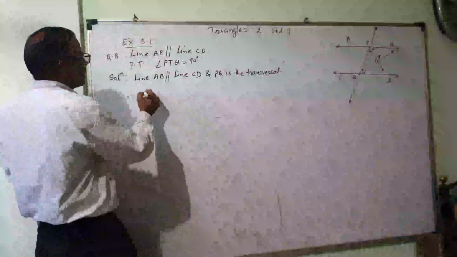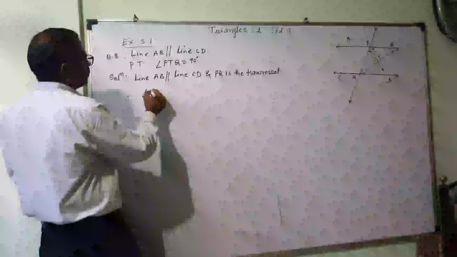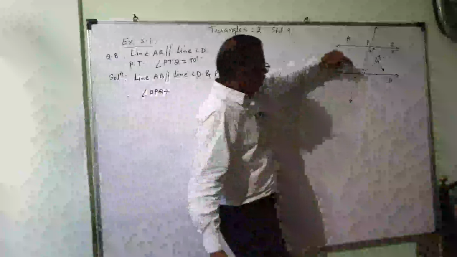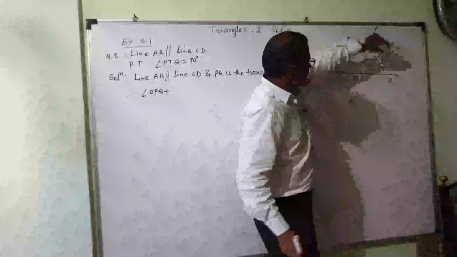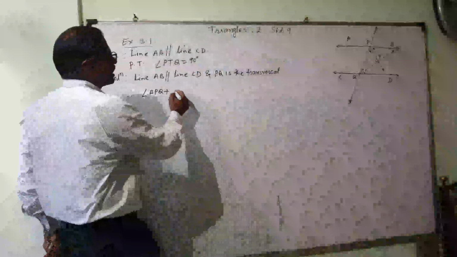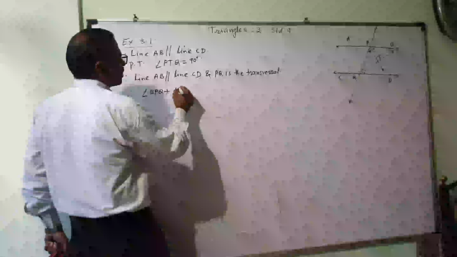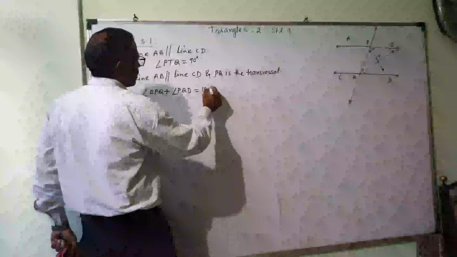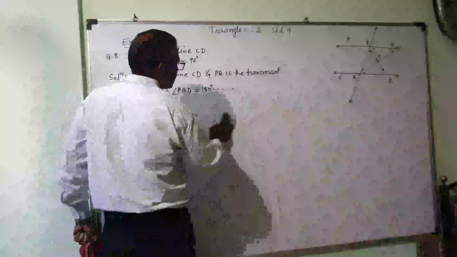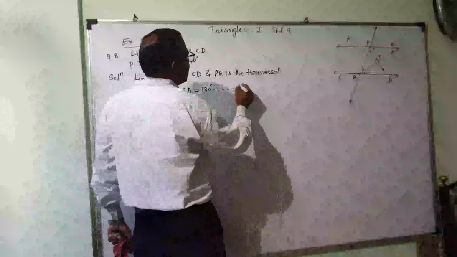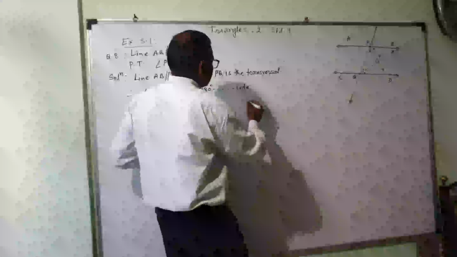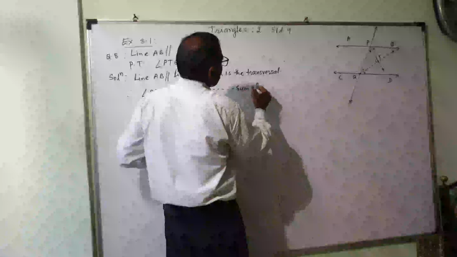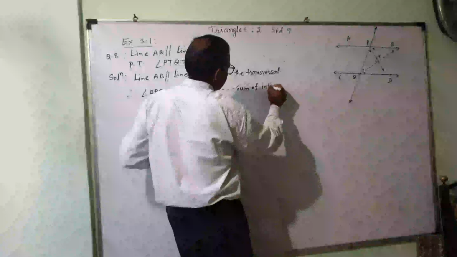Therefore, angle BPQ plus angle PQD is equal to 180 degree. By mistake don't write linear pair angles. This is the interior angles. Sum of interior angles.